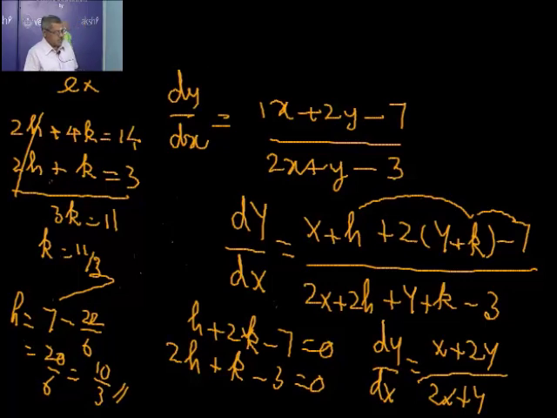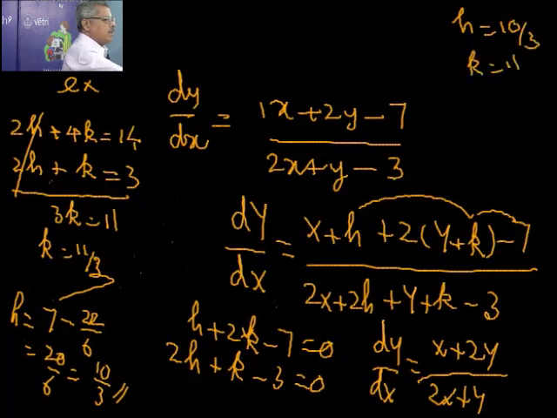When h and k are chosen as 10 by 3 and 11 by 3, automatically this equation reduces to a homogeneous equation, dy by dx is equal to (x plus 2y) by (2x plus y). Because if you substitute h is equal to 10 by 3 and k is equal to 11 by 3, all constant terms will disappear, and automatically in the denominator also all constant terms will disappear, giving us only the x term and y term. Therefore, the equation becomes homogeneous.